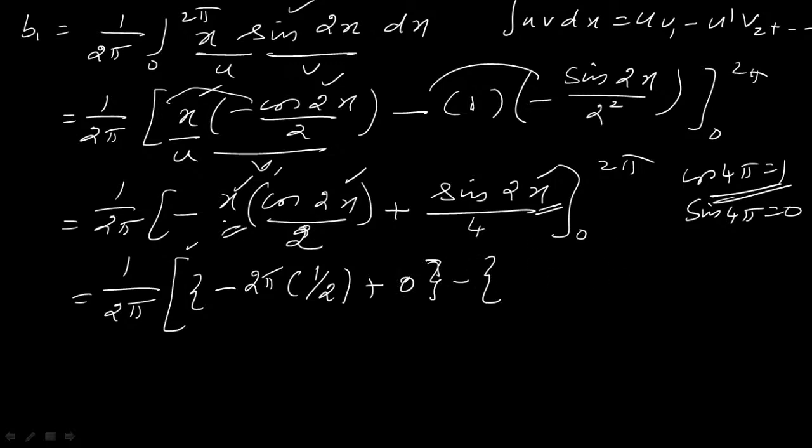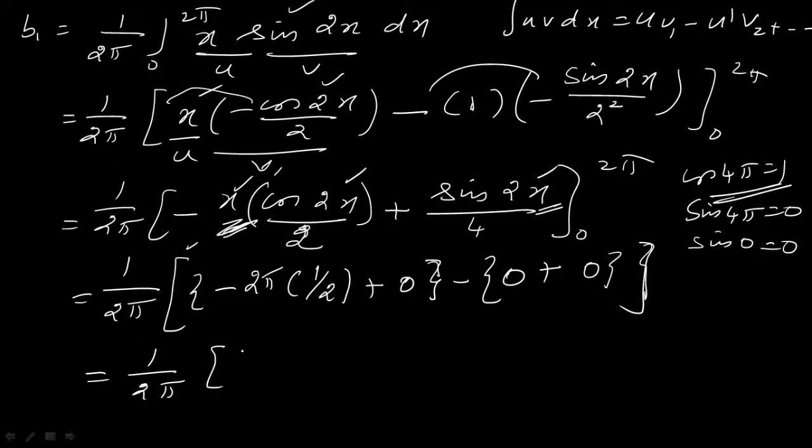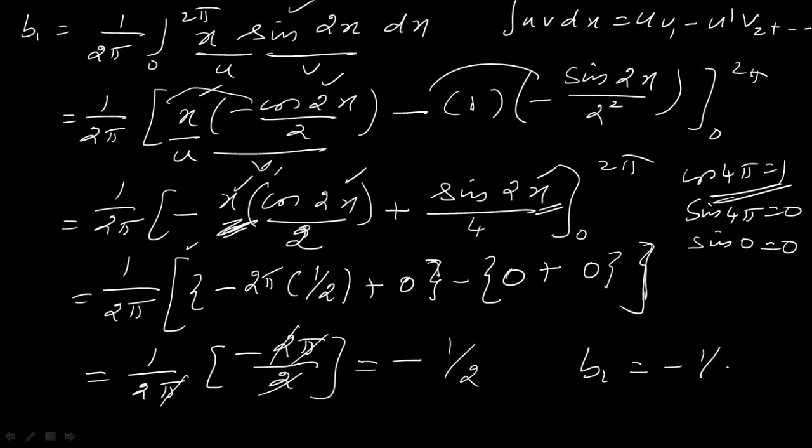Minus, coming to the lower limit, if you replace this x by 0, the entire term becomes 0 plus sin 0. You know the value of sin 0? Sin 0 is 0. So there is no lower limit. Simplifying this, you get 1 by 2 pi of minus 2 pi divided by 2. So what happens here? 2 pi and pi being cancelled. Am I right? So in the next step, that is equal to 2 and 1 of the pi cancelled. So you have minus 1 by 2 alone. So your b1 is equal to minus 1 by 2.